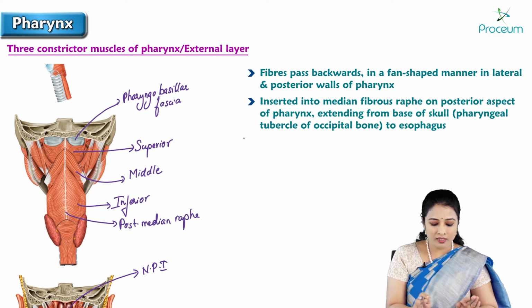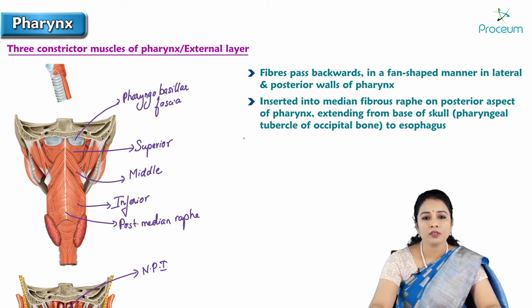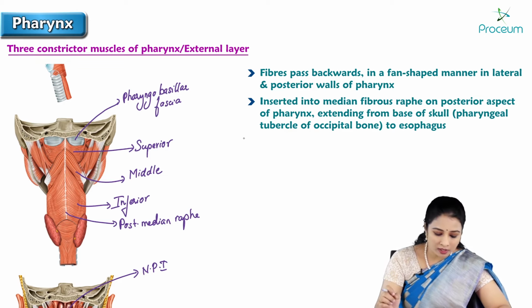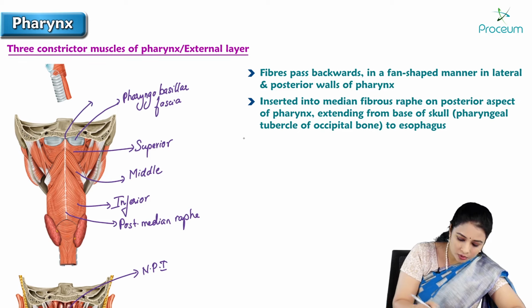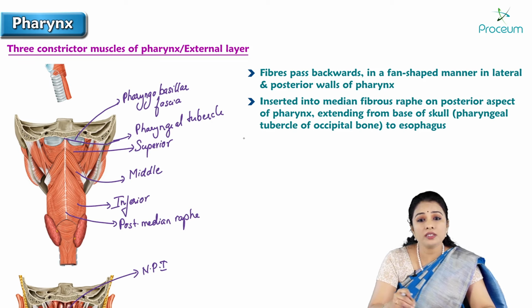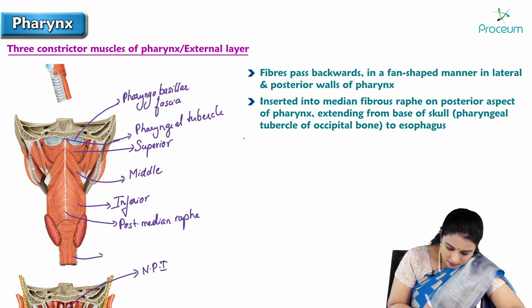Here we can see the three constrictors merge posteriorly, forming the posterior median raphe, extending from the base of the skull, that is the pharyngeal tubercle of the occipital bone. So here is the pharyngeal tubercle. Pharyngeal tubercle is an elevation seen in the occipital bone, and the raphe extends till the esophagus.